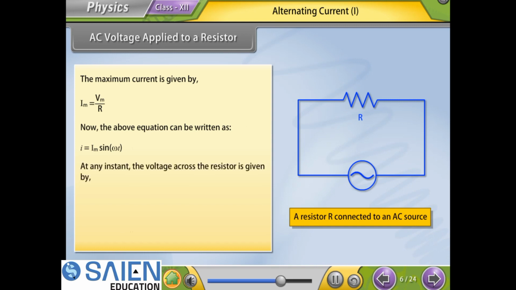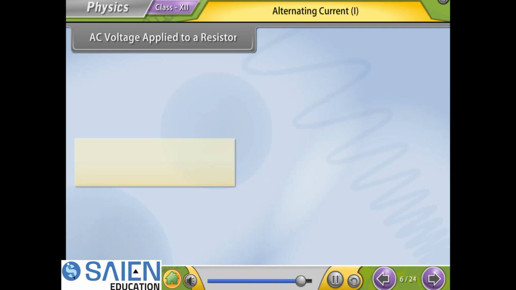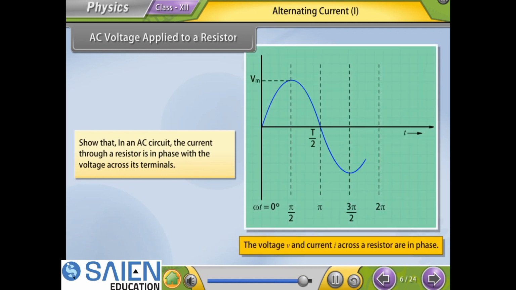At any instant, the voltage across the resistor is given by VR = IR. By putting the value of I, we get VR = Vm sin ωt. The above equation shows that in an AC circuit, the current through a resistor is in phase with the voltage across its terminals.